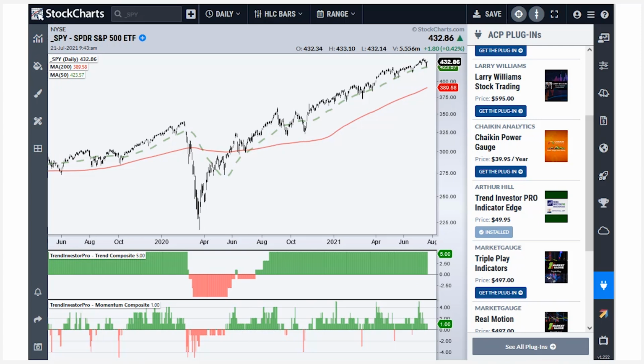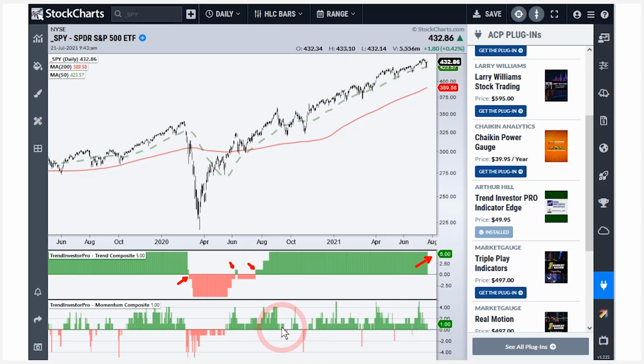Returning to this SPY chart here, you can see that the Trend Composite turned bearish right at the end of February and missed most of the COVID crash, and then got a little bit of a whipsaw. You're going to get whipsaws in early June, and then it finally turned bullish again in mid-July. So it's been bullish for a year now, and all 5 indicators are bullish for the Trend Composite.